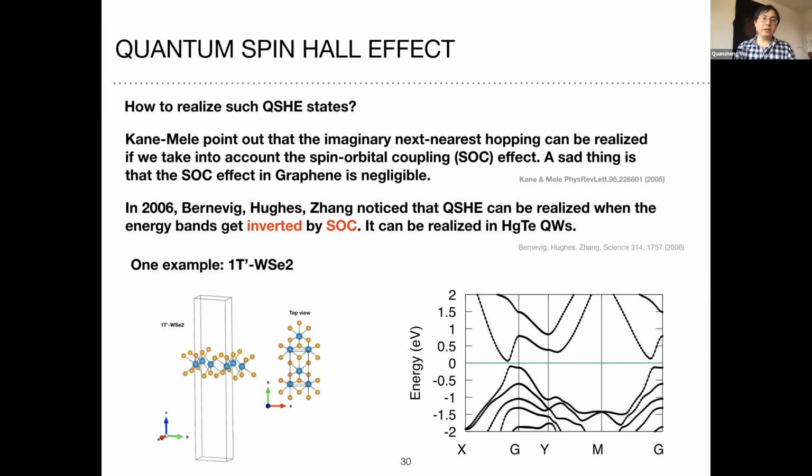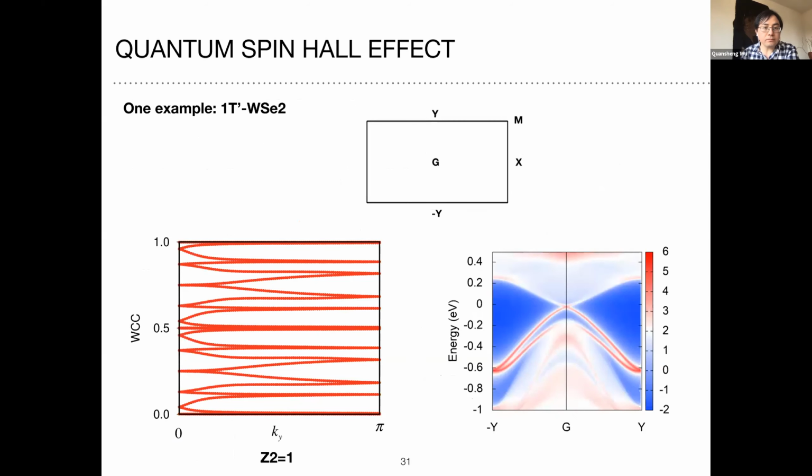Okay. So in our example, we prepared one example. This is called the 1T prime tungsten telluride. And in this case, we want to mention that the imaginary next nearest neighbor hopping can be realized by the spin orbit coupling, and this is also described by a kind of band inversion of the band structure. For example, here the bands are just inverted like this. Okay, this is proposed by Bernevig, Hughes, and Shoucheng Zhang.